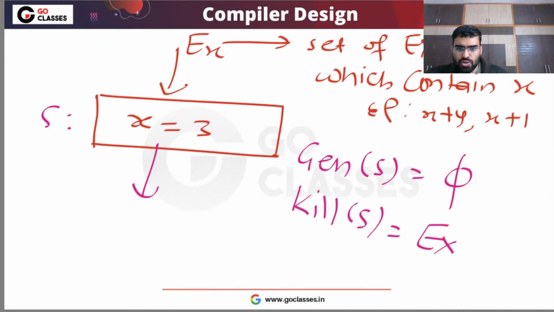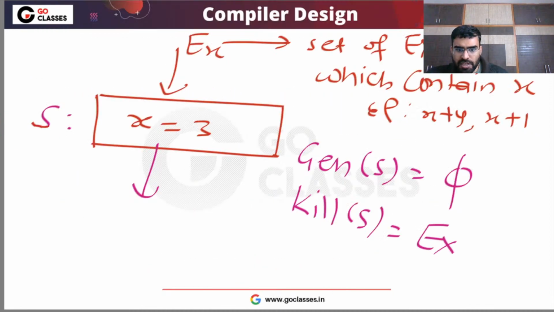Correct or not? Yes or no? Agree? Anyone has any doubt? You can notice this instruction will generate nothing, there is nothing to generate here. But it will kill all these things, Ex. For example, this statement will kill this. So these will be killed.